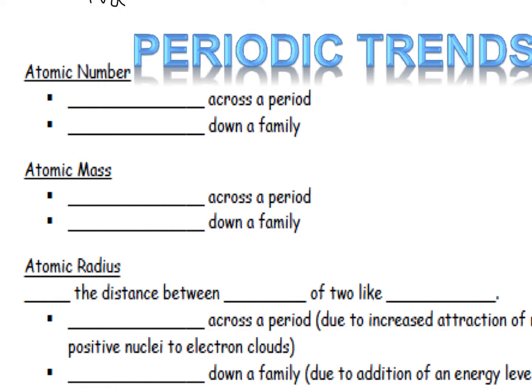So for atomic number, as we go across a period, remember when you write a sentence, you go from left to right and you end it in a period, so periods go left to right. As we go across a period, our atomic number increases. And as we go down a family, our atomic number increases.